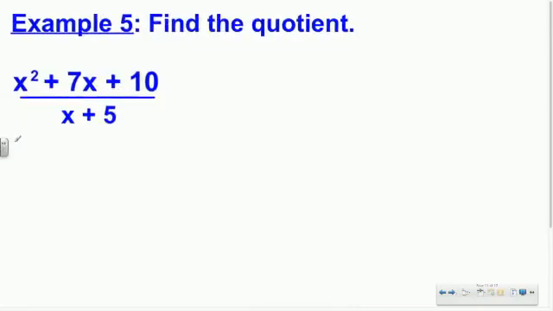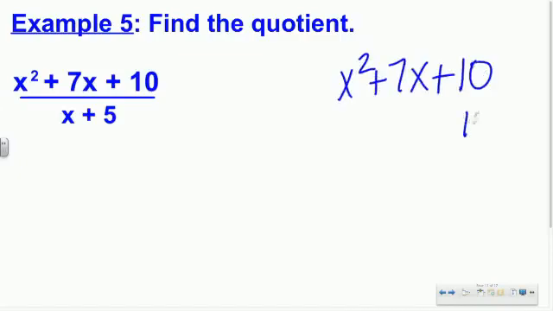I'm going to come off to the side, do a little scratch work. So x squared plus 7x plus 10. From what I know about factoring, I need to factor 10. So for 10, I know 1 times 10 will give me 10. 2 times 5 will give me 10. Okay, so now I'll look back at the trinomial and consider the signs here.